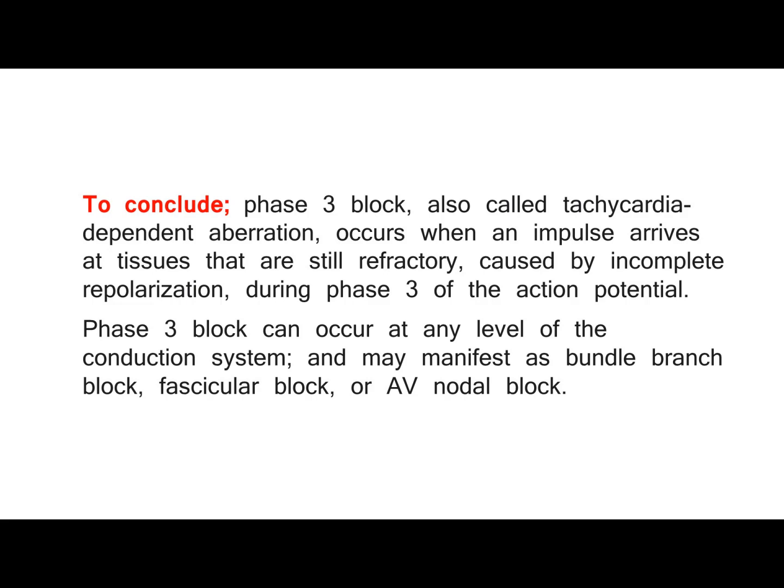To conclude, phase 3 block, also called tachycardia-dependent aberration, occurs when an impulse arrives at tissues that are still refractory, caused by incomplete repolarization, during phase 3 of the action potential. Phase 3 block can occur at any level of the conduction system, and may manifest as bundle branch block, fascicular block, or AV nodal block.